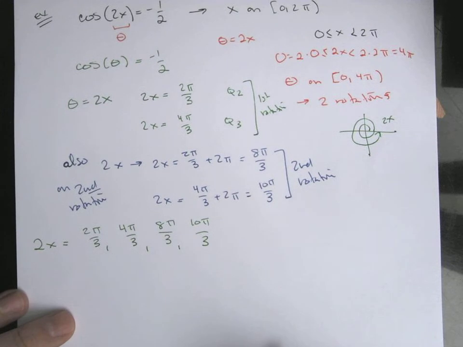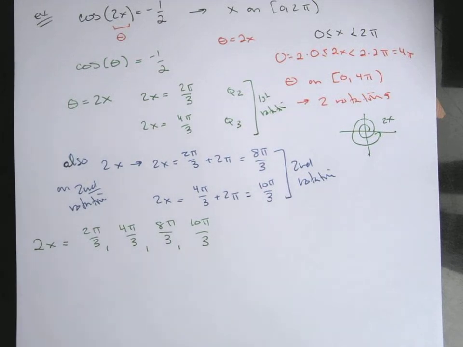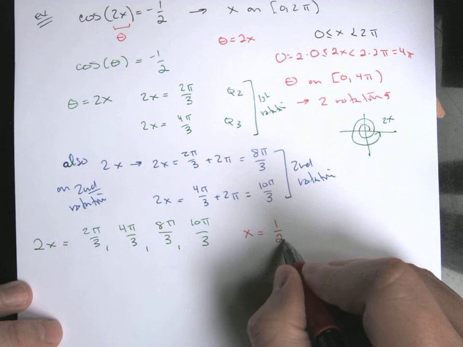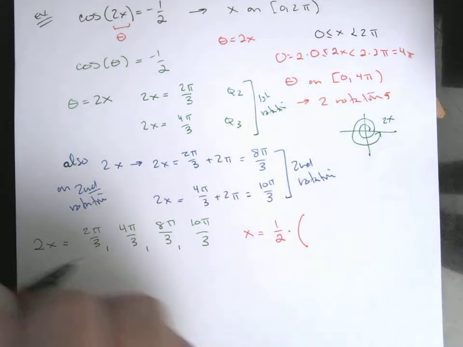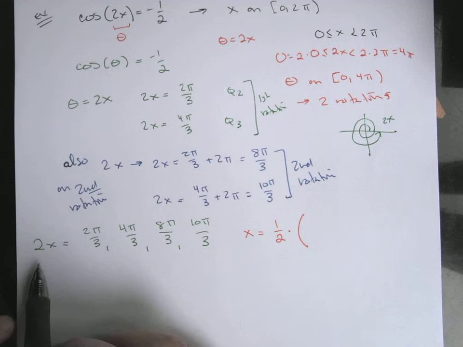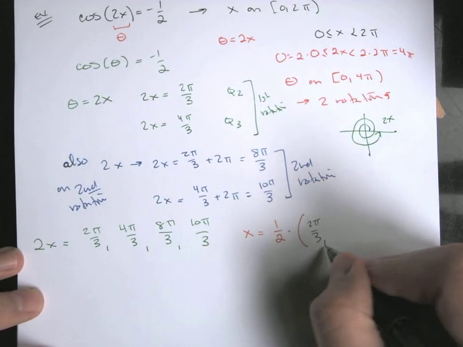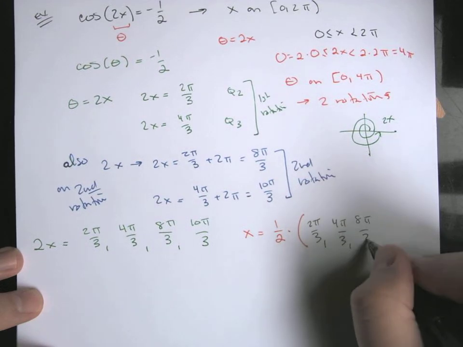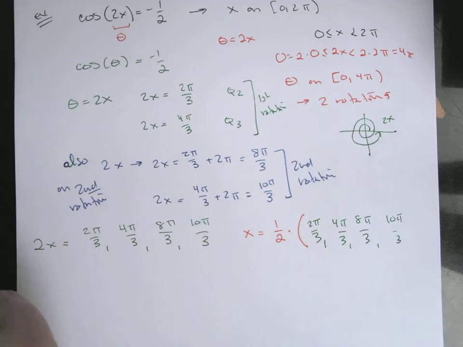Okie doke. Now, I'm looking for solutions for a single x. So this is 2 times x, my double angle. That means x itself is just going to be 1/2 times all of these values. If I want to get to x, I just need to divide everything by 2. So 1/2 times 2 pi over 3, times 4 pi over 3, times 8 pi over 3, times 10 pi over 3.